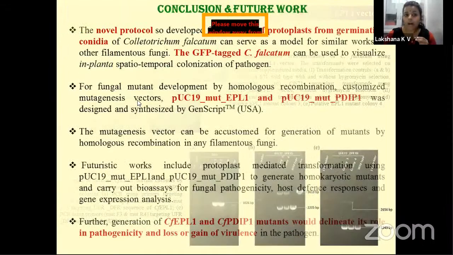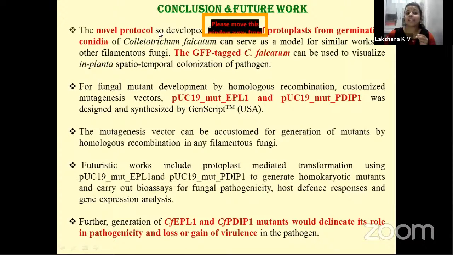To conclude, the novel protocols so developed for protoplast isolation can serve as a model for similar work in other filamentous fungi, and the GFP-tagged C. falcatum generated in this study can be used to visualize in planta spatio-temporal colonization of the pathogen. Further, the mutagenesis vector generated can be adapted for generation of mutants by homologous recombination in any filamentous fungus.